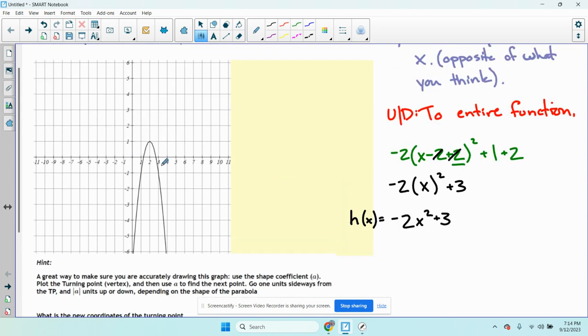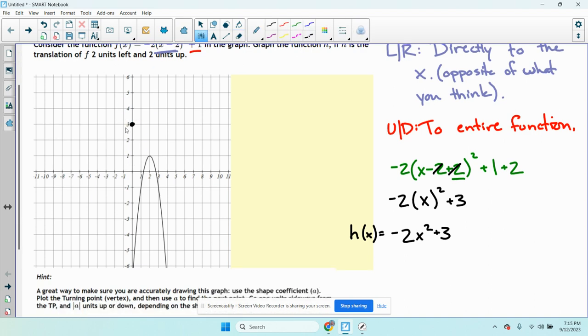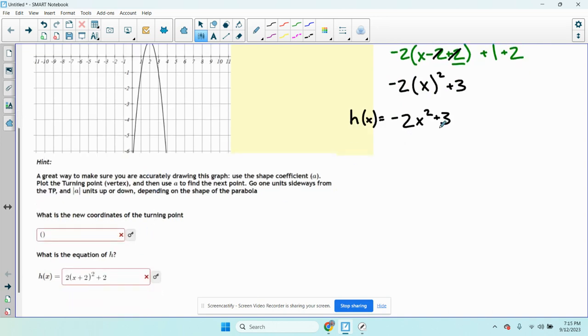So the turning point is currently 2, 1. So if I can just shift the turning point just the directions it's telling me to shift it. 2 units to the left, 1, 2. 2 units up, 1, 2. There's my new turning point, right at 0, 3. And the equation, we've given the equation right there.